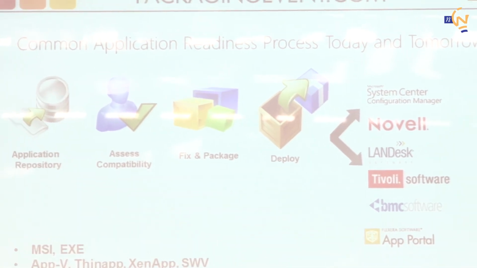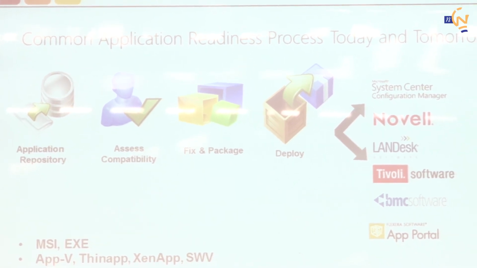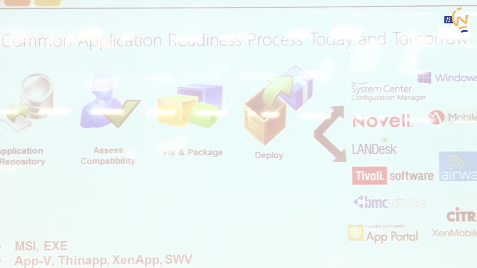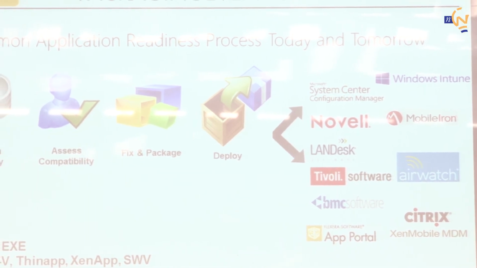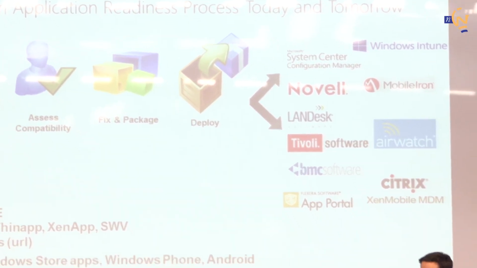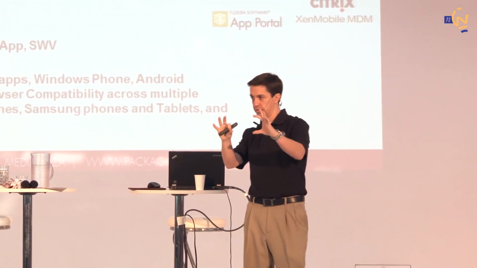And this is just a view strictly of what we see. This is what we see now as a common application readiness process, right? It's the repository, assessing the compatibility, you fix it, you package it, you deploy it. They're MSIs, they're EXEs, they're AppV, they're ThinApp, they're XenApp, and they're websites and URLs. As this evolves, you start to see this really get complex, right? Now you have the MDMs on one side, you're bringing in different mobile types, you're bringing in non-native apps across multiple devices. So the picture's getting complex, but the process stays the same, right? Same type of thing.